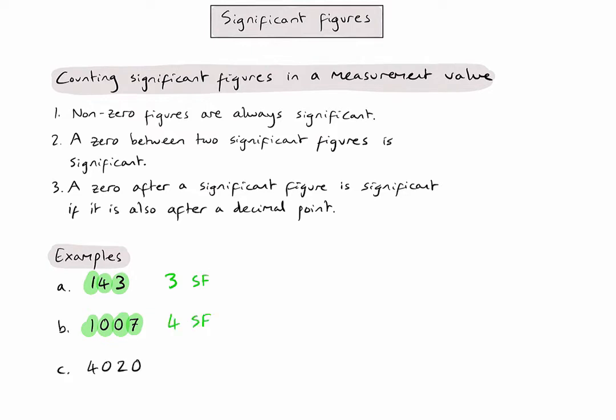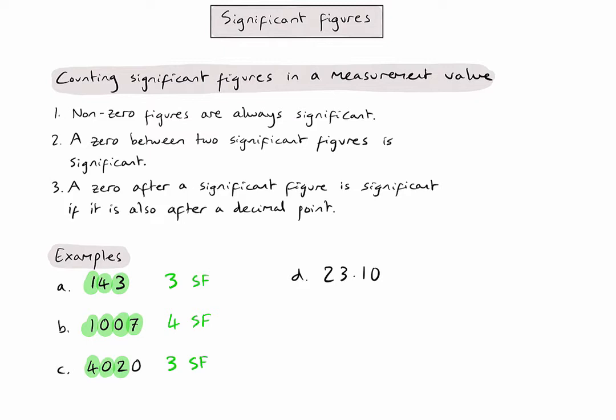In example C, I can see a 4 and a 2. We know they're definitely going to be significant. And there's a 0 between them, which according to rule number 2 makes that a significant figure. However, the last 0 is not sandwiched between them. And if I look at rule number 3, that 0 comes after significant figures, but it is not after a decimal point, so we are not going to consider it as significant. So in this example, we've got 3 significant figures in total.